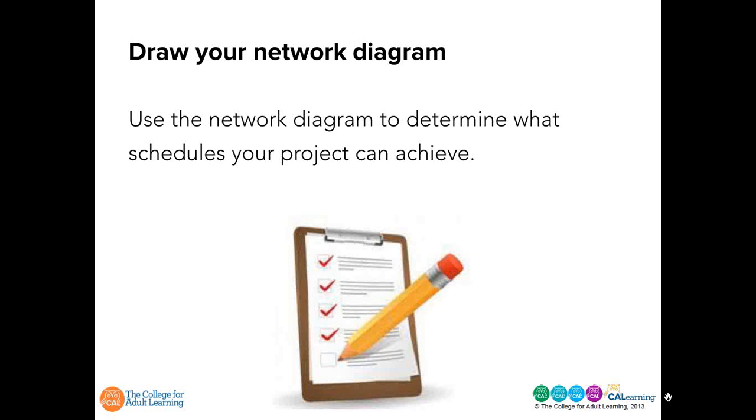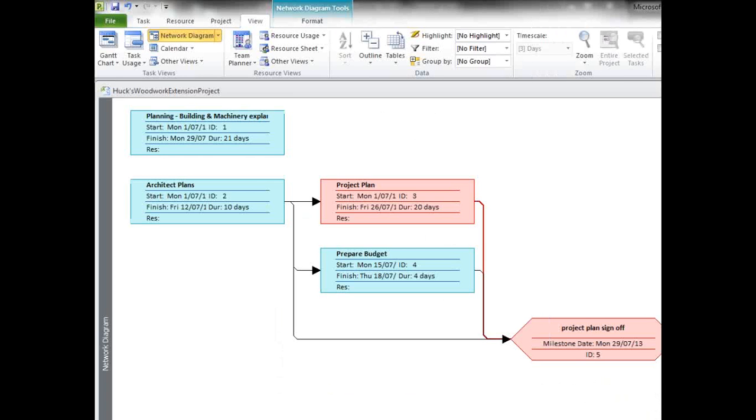Now, then we need to start to draw a network diagram. You can then use that diagram to determine the schedule for the projects you'll have. Like the example we've got here, you can start to see up the top we're planning and building, and it can start on the 1st of July. It must finish within 21 days.